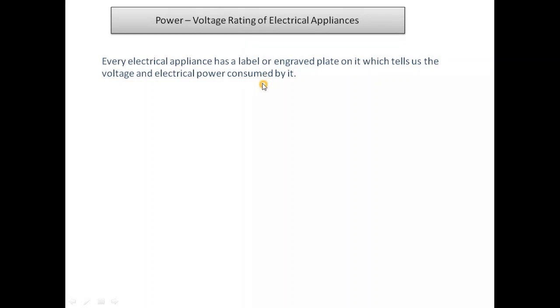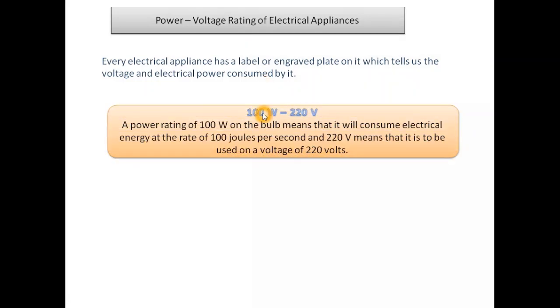For instance, if you look at a particular bulb in your home, it may have the figure 100 watt and 220 volt written on it. This 100 watt means that the bulb has a power consumption of 100 watts, and 220 volts means that it is to be used on a voltage of 220 volts. So this label on the appliance is known as the power rating. This power rating tells us the rate at which electrical energy is consumed by the appliance.